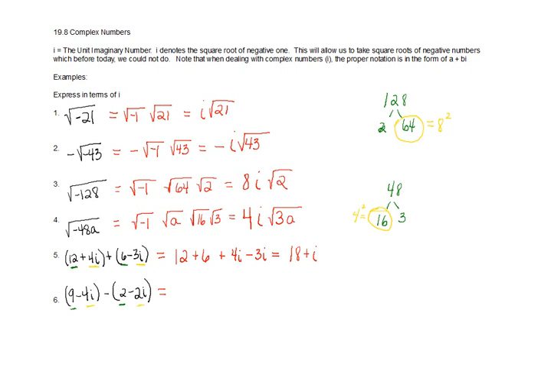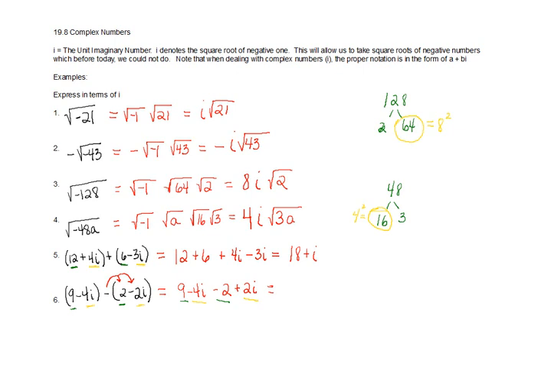I can denote my like terms again. 9 and negative 2. Negative 4i, positive 2i. So let's get those together, and get my equal sign correct. So I'm going to have 9 minus 2 and minus 4i plus 2i. Combine those. 9 minus 2 is 7. Negative 4 plus 2, negative 2i. I'm in the form a plus bi. I am good to go.